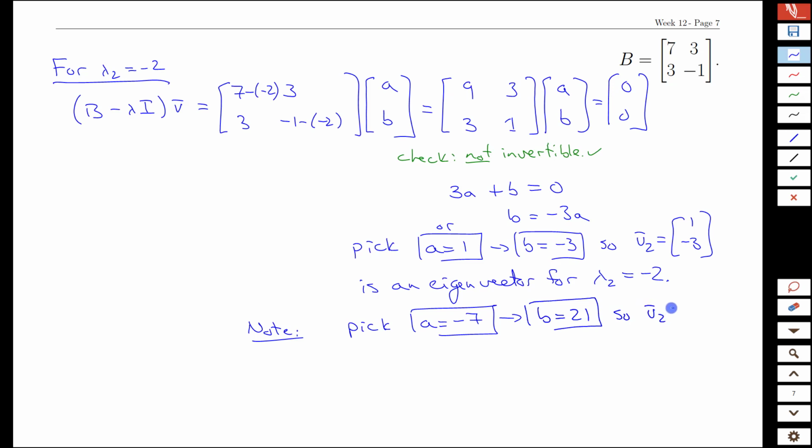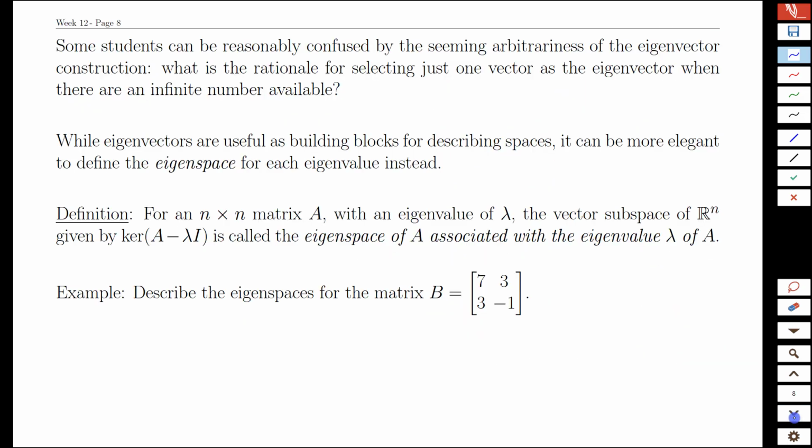So v2 equals -721 is also an eigenvector for lambda 2 equals -2. Now, for some people, that's totally fine. For some people, though, it just feels weird in a math class to say, yeah, just pick a number, whatever.